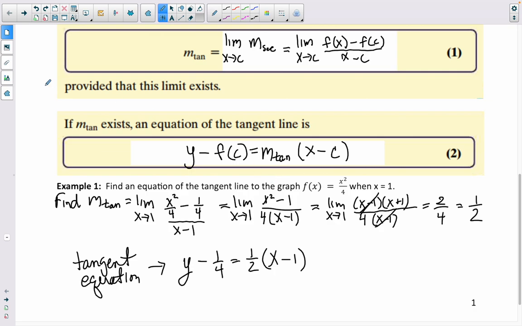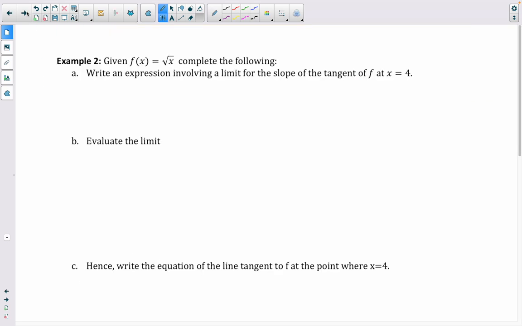Right, so now we're going to look at example 2. Once again, try this on your own. See how you do with it, and then when you're ready, check through my solution.